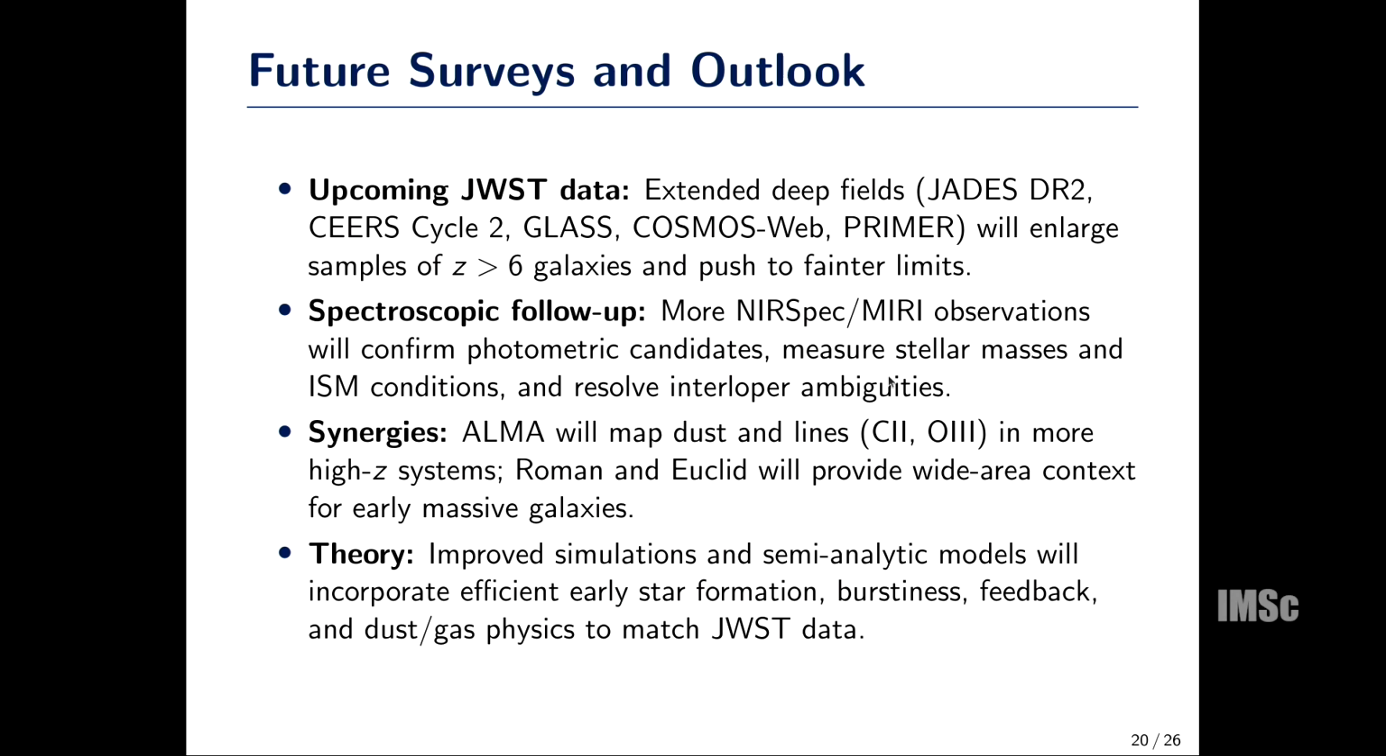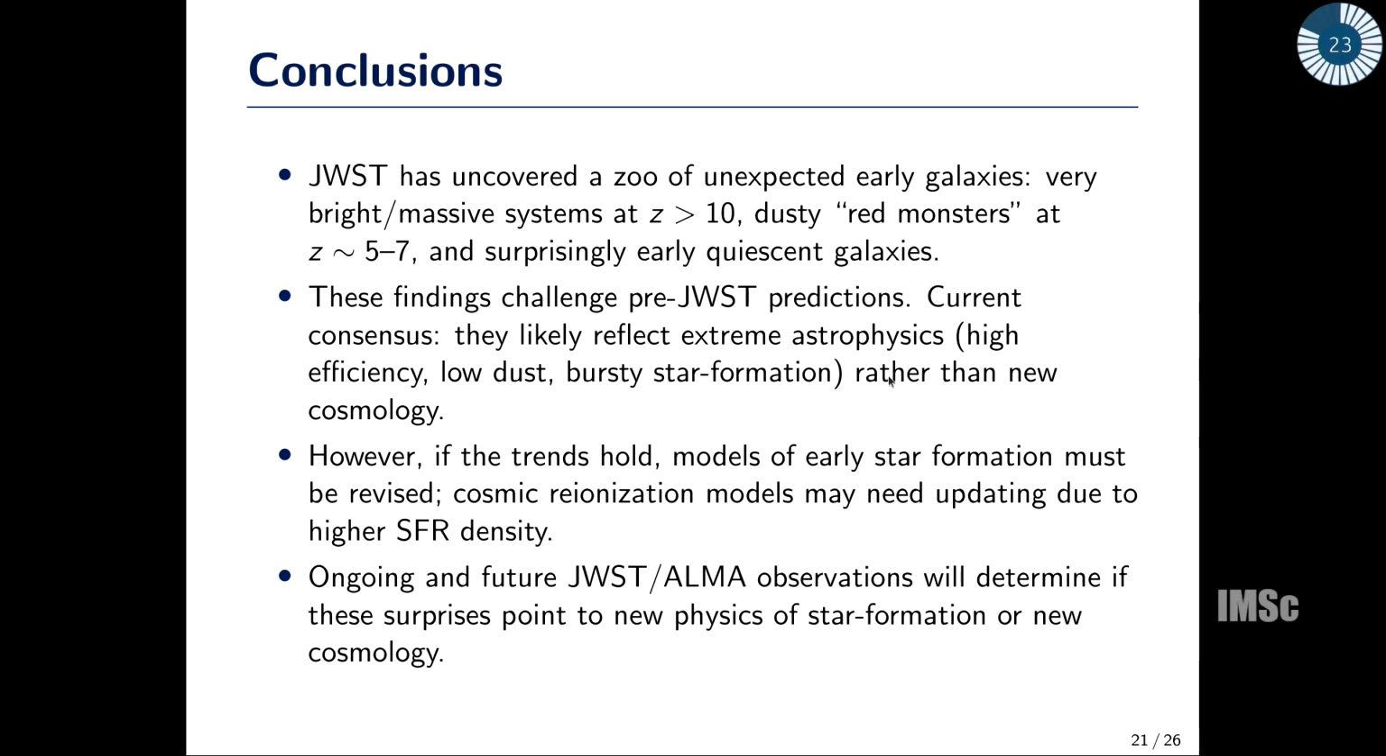At the moment, we have 25 galaxies with confirmed spectroscopic redshift greater than 10, all except one JWST discovered. That number will grow by an order of magnitude in a couple of years. There's going to be lots of spectroscopic follow-up, and lots of beautiful synergies with ALMA and eventually with Roman and Euclid. And of course, as far as theory is concerned, we'll need improved simulations, better models to incorporate early star formation, the burstiness, the feedback and dust gas physics in order to correctly match the JWST data. I'll stop here and I'll leave you with my conclusions.